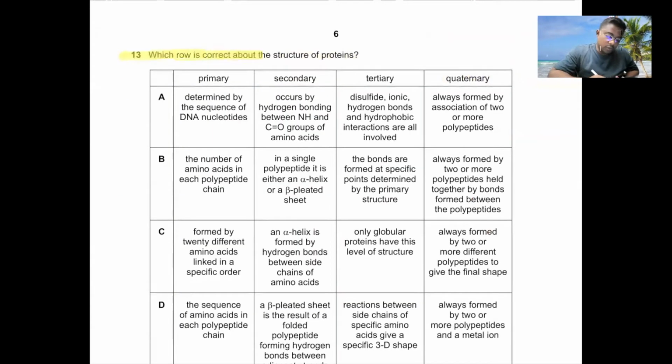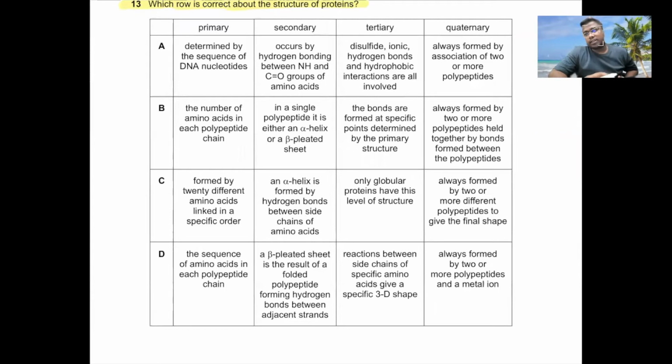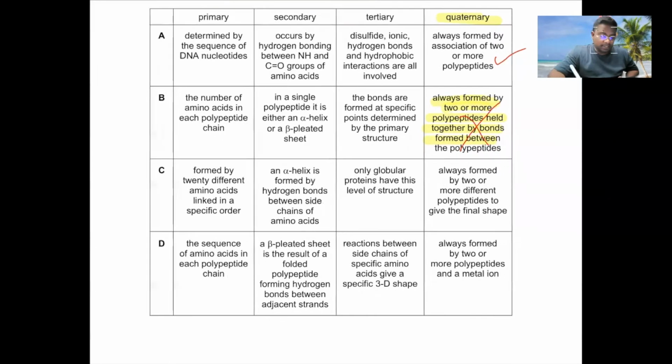Question number 13. Which row is correct about protein structure? All right. When answering a question like this one, it's important that we check the quaternary structure first, because most mistakes will appear in this particular section. Always formed by association of 2 or more polypeptides. It can be similar, it can be different, correct. Always formed by 2 or more polypeptides held together by bonds between the polypeptides. Well, no, it's not necessary that they must be held together by bonds between them.